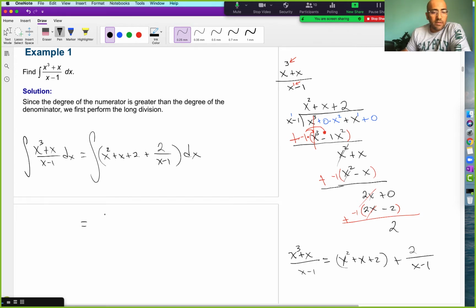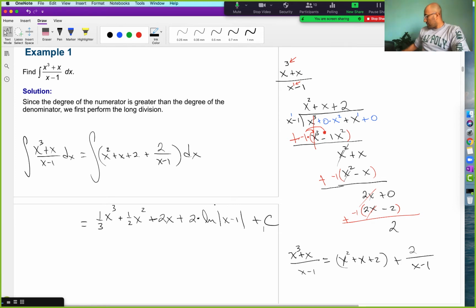So this one is going to be equal to x to the third over 3, and that will get me that guy, plus this is going to be 1/2 x squared, that'll give me that one, plus that guy is just going to be 2x, good, plus, and this will be 2 times ln absolute value of x minus 1, plus a constant. Any questions?